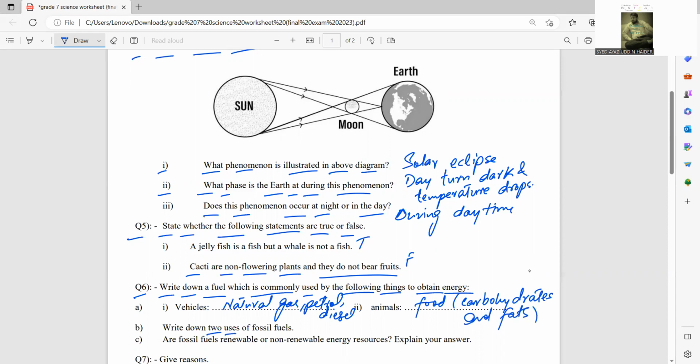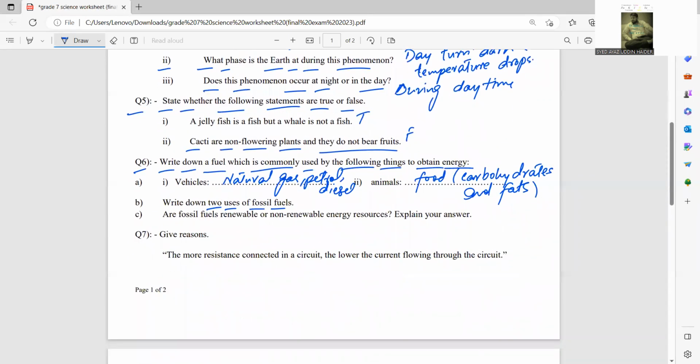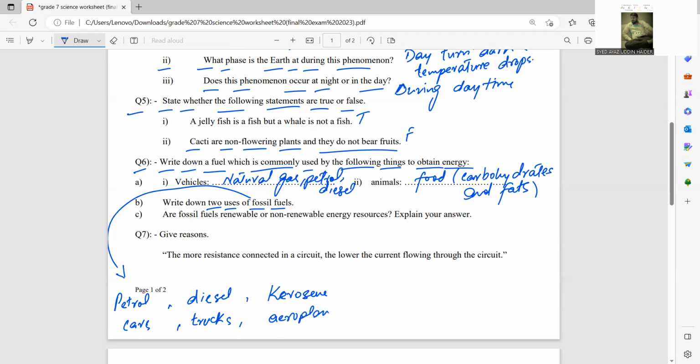Write down 2 uses of fossil fuels. So you can write any 2 uses. Fossil fuels include petrol, diesel, kerosene. You know that petrol and diesel both are used in vehicles. For petrol, you can write a car. This is trucks, ships, lorries. Kerosene is used in aeroplane. It's a jet fuel.